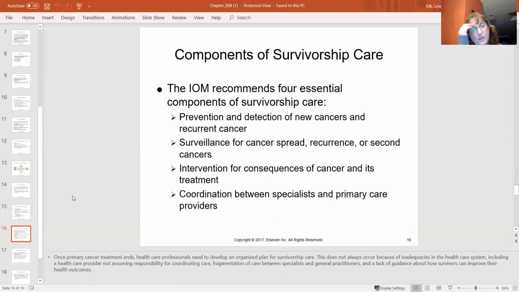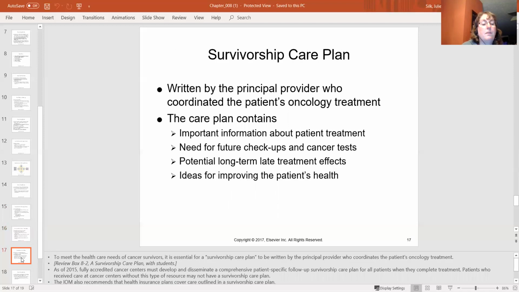So once primary cancer treatment ends, healthcare professionals need to develop an organized plan for survivorship care. This does not always occur because of inadequacies in the healthcare system, including a healthcare provider not assuming responsibility for coordinating care, fragmentation of care between specialists and general practitioners, and a lack of guidance about how survivors can improve their health outcomes. To meet the healthcare needs of cancer survivors, it's essential to have a survivorship care plan.